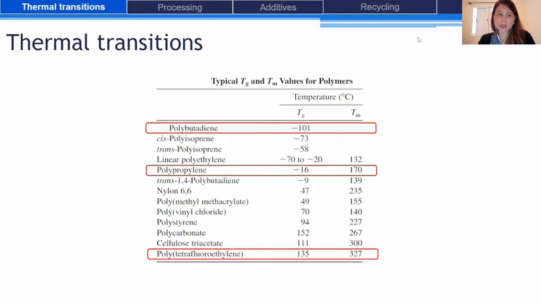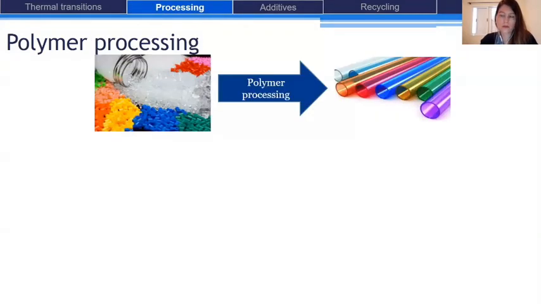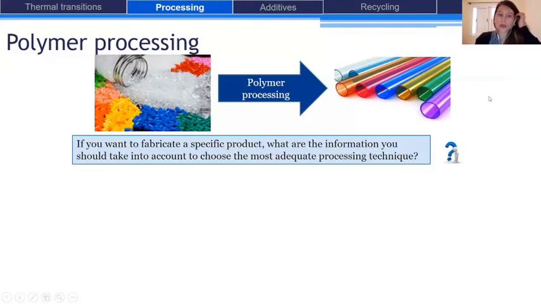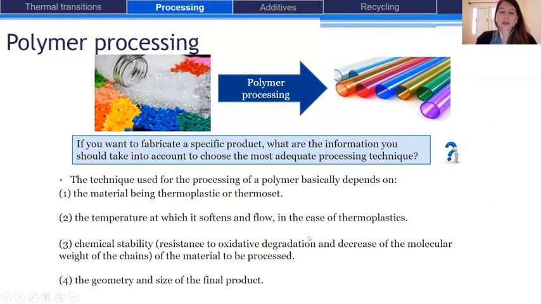Now, after having presented the thermal transitions of polymers, we are going to present polymer processing. So polymer processing is a step through which we transform a raw material into specific products. And so if you want to fabricate a specific product, what information should you take into account to choose the most adequate processing technique? So in fact, we will have to take into account a series of criteria.